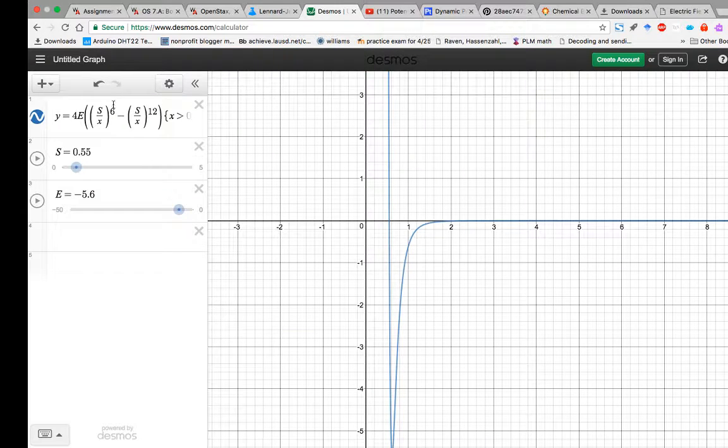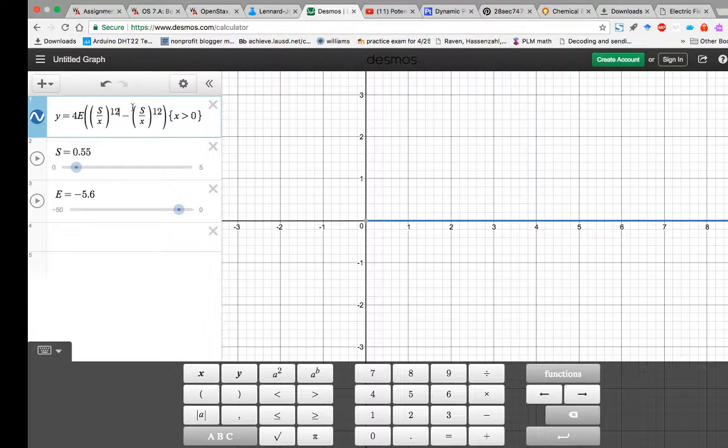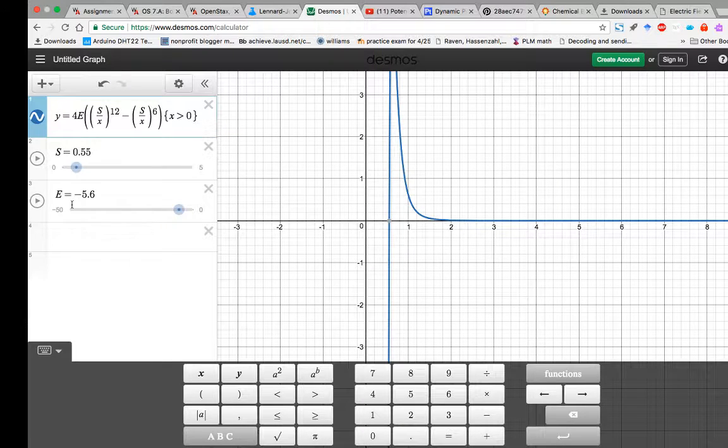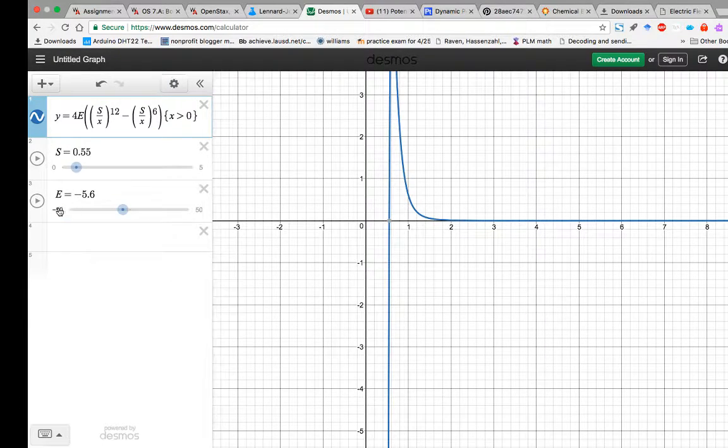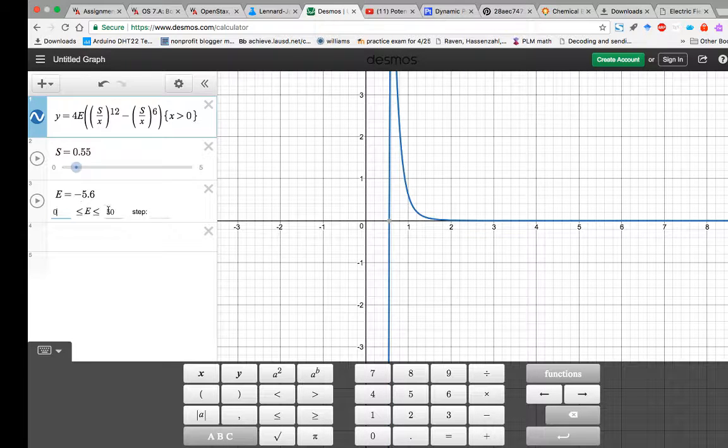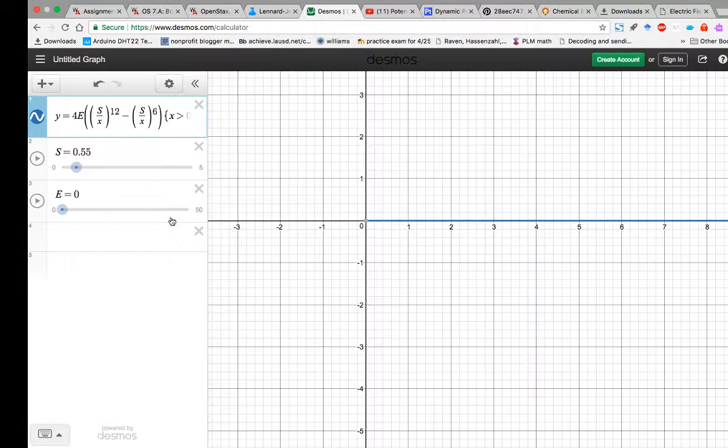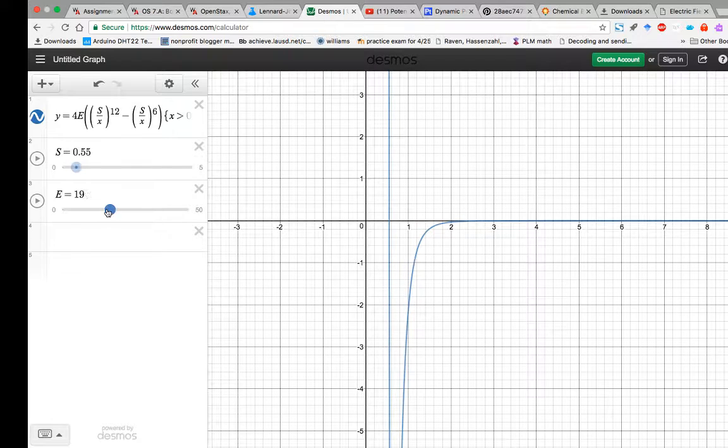Whoops. Okay. So here, let me fix that for you. 12th power and a 6th power, and make this a positive. Okay. So sorry, that was backwards. All right.